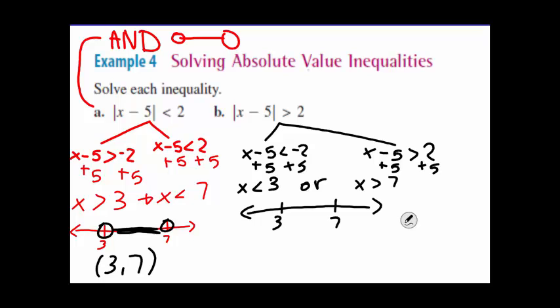So we put an open circle at 3, an open circle at 7, but notice less than 3 means we need to shade to the left, and greater than 7 means we need to shade to the right. So notice how there's a gap in the middle there. And we're not going to worry about interval notation of this because we haven't talked about how to write those yet with this situation with a gap in the middle.